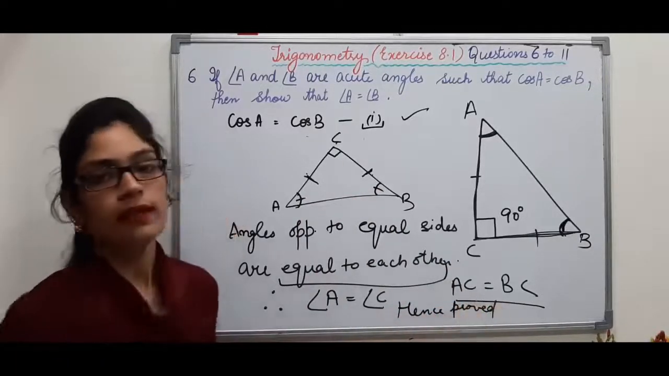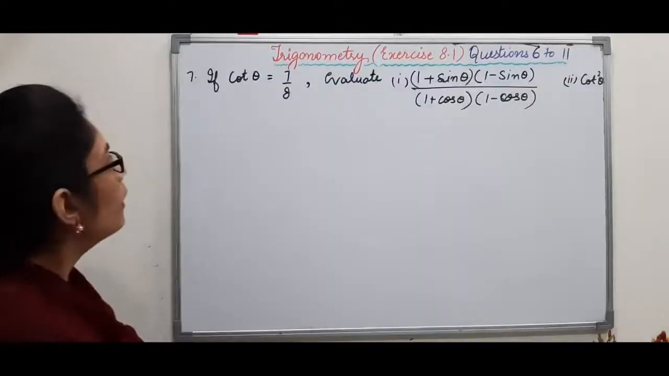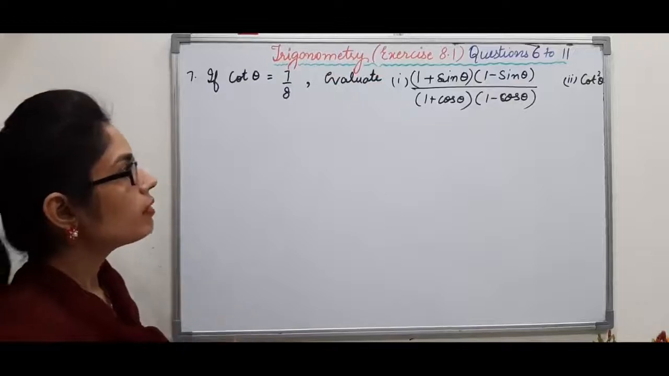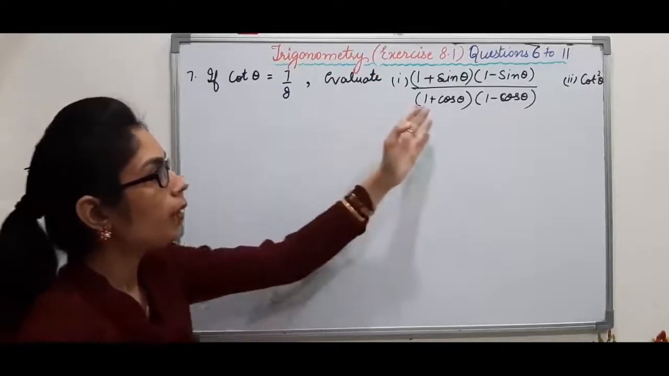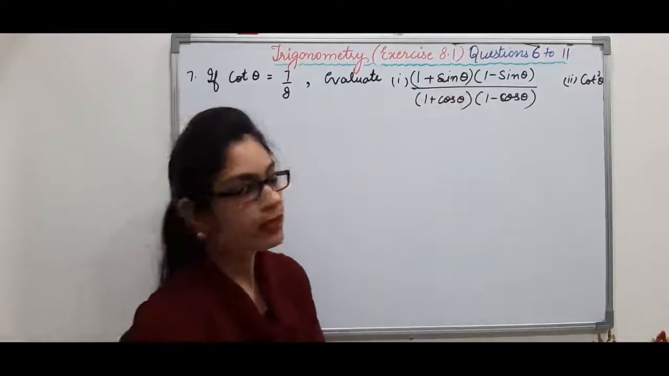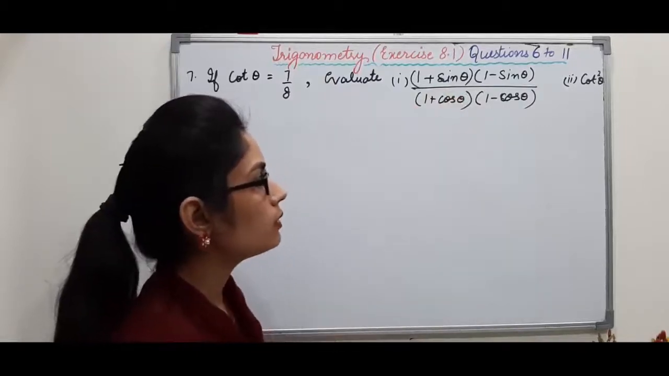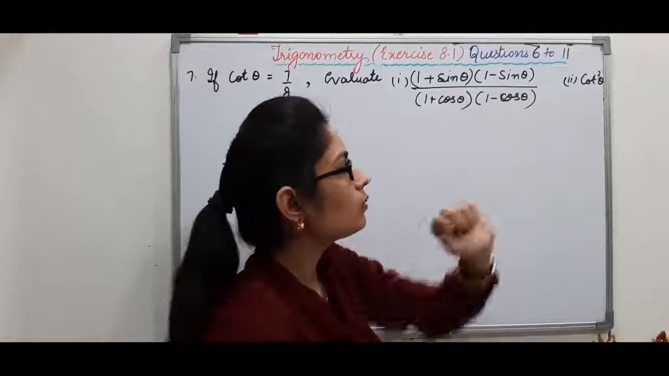Now let's do the next question. In the 7th question, it's given that if cot theta is equal to 7 by 8, evaluate (1 plus sin theta)(1 minus sin theta) over (1 plus cos theta)(1 minus cos theta). And the second part is cot square theta.